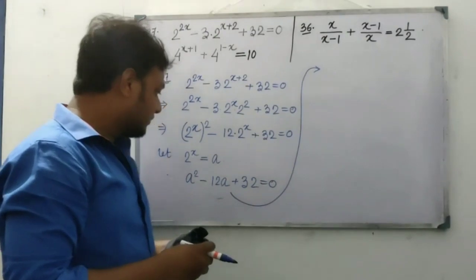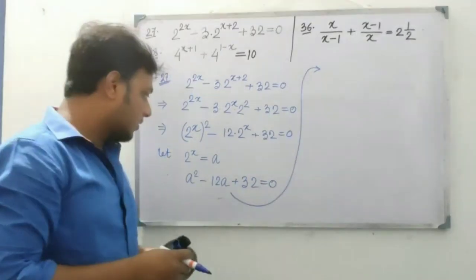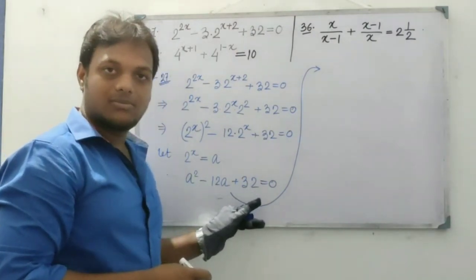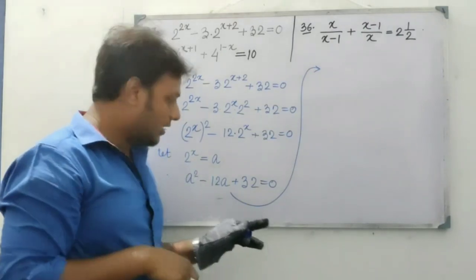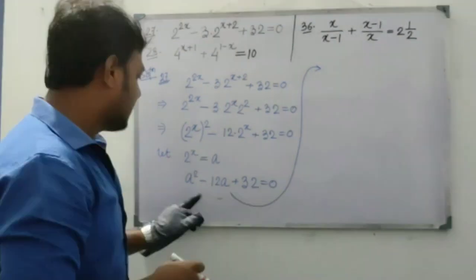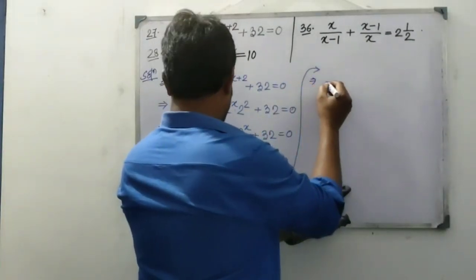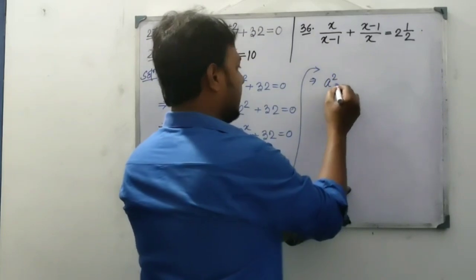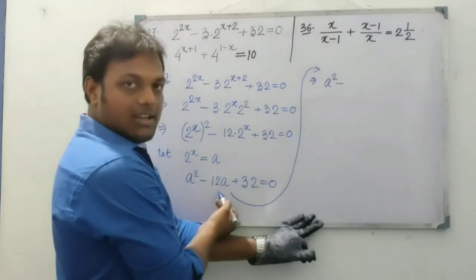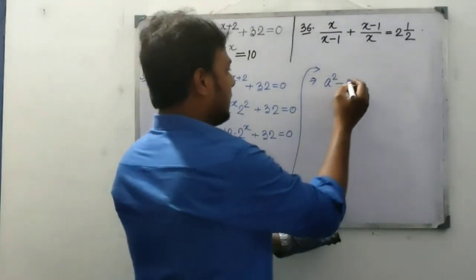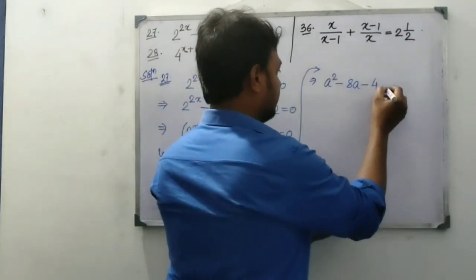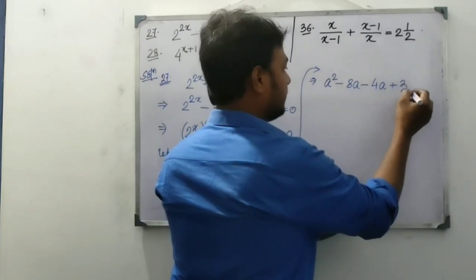Next, any more factors? 4. But 4 into 8 means 32. So if you add 4 and 8, then you will get 12. So we can use 4 and 8. So this implies a square minus 4a and 8a. You have to write the greater one first. Among 4 and 8, 8 is greater. So a square minus 8a minus 4a plus 32 equals to 0.